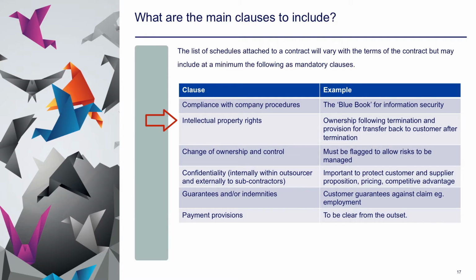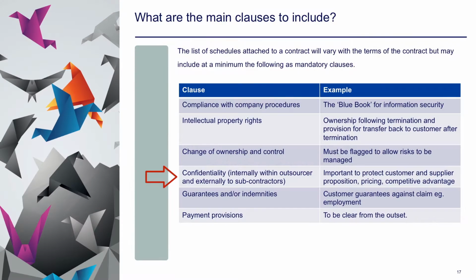Intellectual property rights, so the ownership following the termination, we need that to be clear. Change of ownership and control, we must be made aware. So any change to the organisation, we need to know, we need to understand what that means, if anything, for our organisation. Confidentiality internally with our customer and externally with subcontractors. It's important to protect our customer and our supplier proposition, pricing, competitive advantage. So it's absolutely key that we're all signed up to that confidentiality.